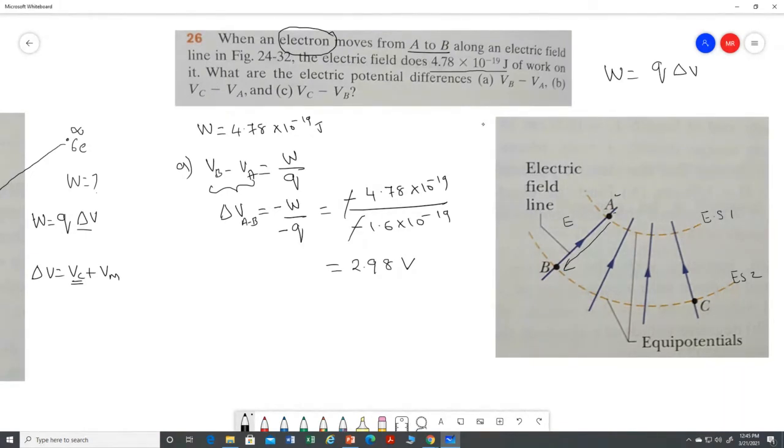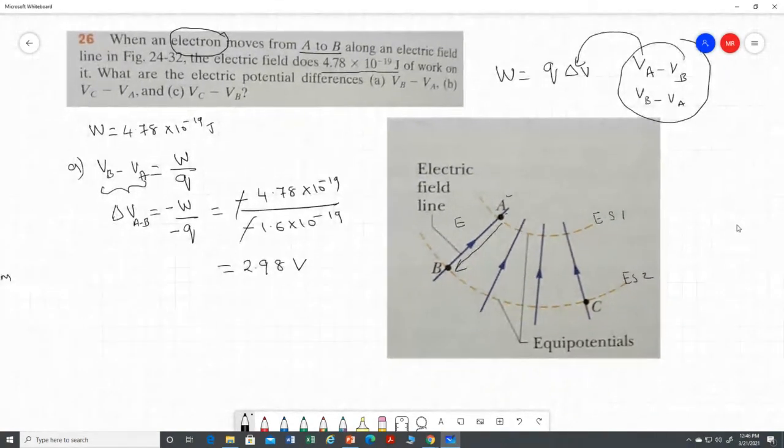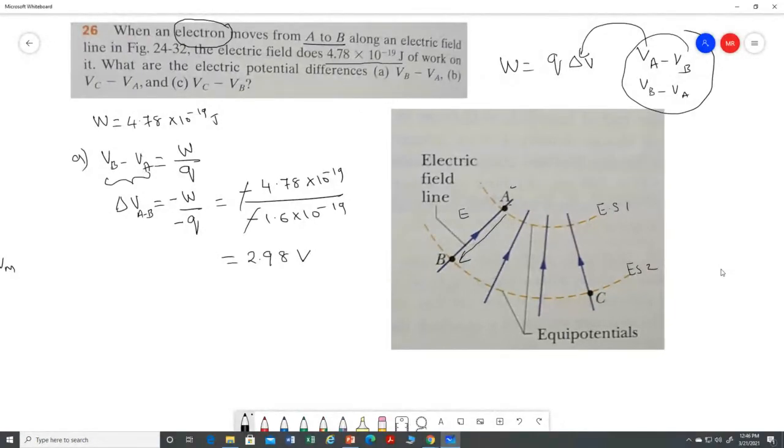And the question said the electron moves from A to B, but in the figure it is from B to A. My dear, don't get confused. Actually, you can write VA minus VB or VB minus VA. Both will give the same answer, because both are exactly representing delta V. Both will be the same, my dear. Don't get confused by yourself, because potential is a scalar quantity. It is not a vector quantity. We already studied that. So VA minus VB or VB minus VA, both will be the same.